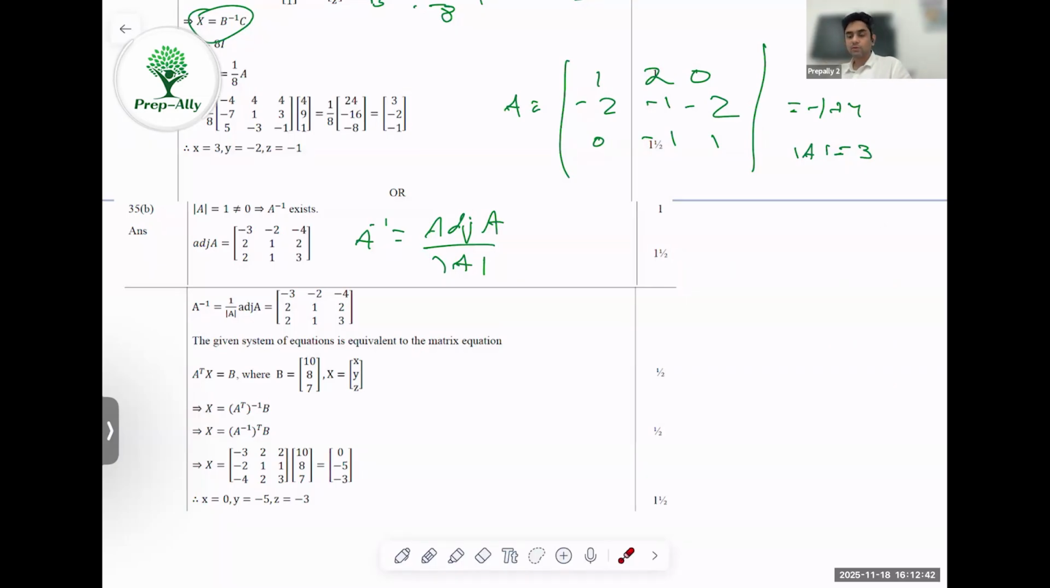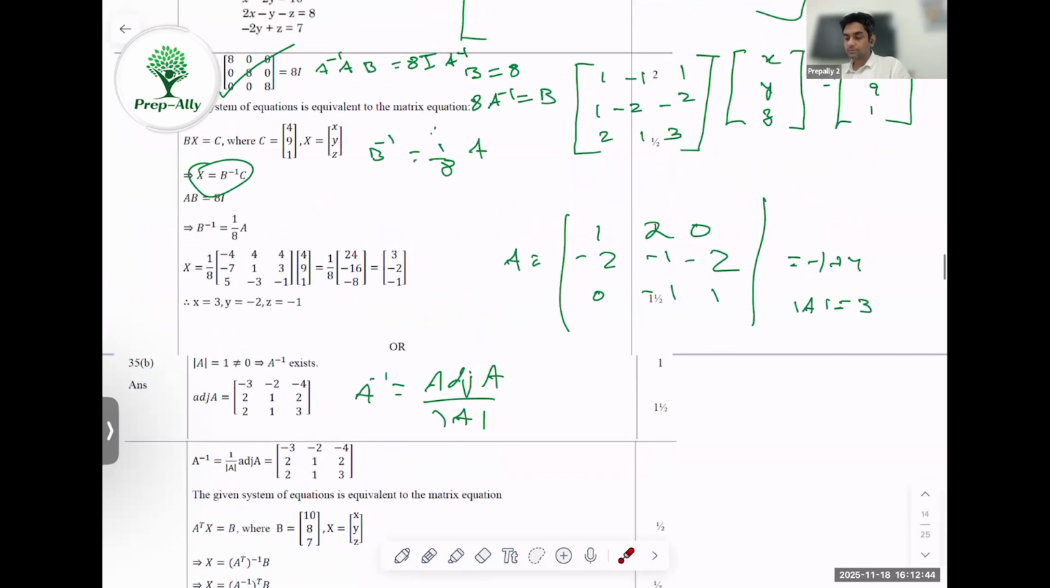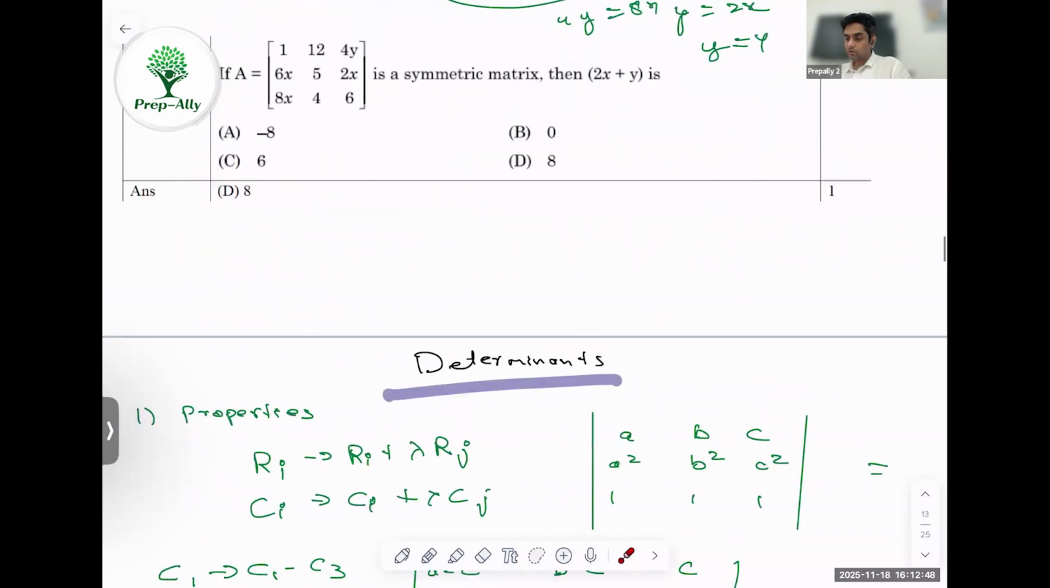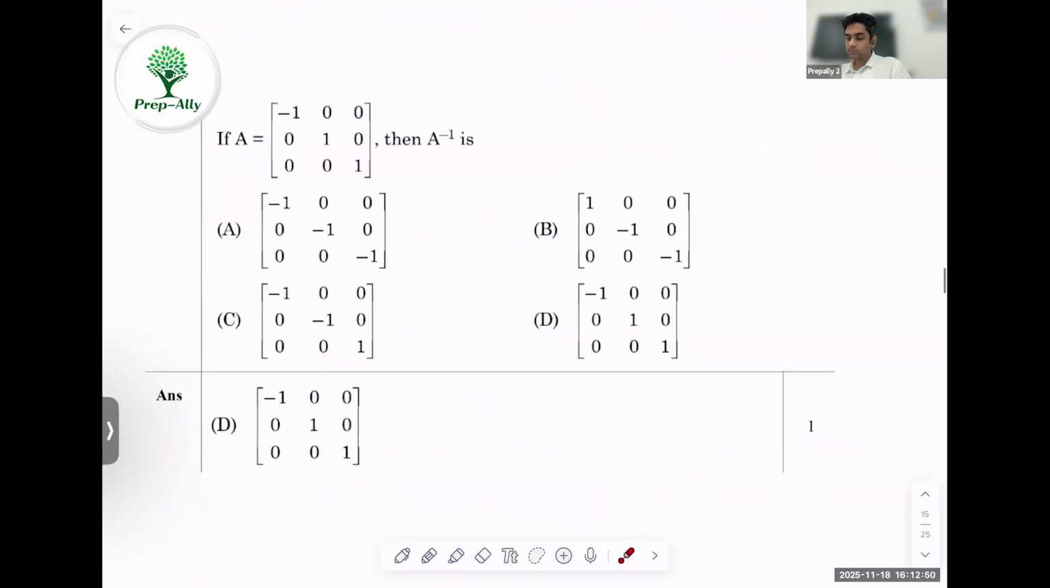So again, as I told you, this is very important. This is from the last year. Okay, I think we have some 1 marker question as well. So move on to the 1 marker question. So this is the 1 marker question.